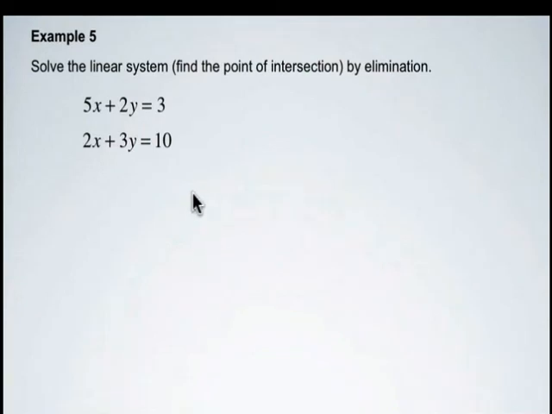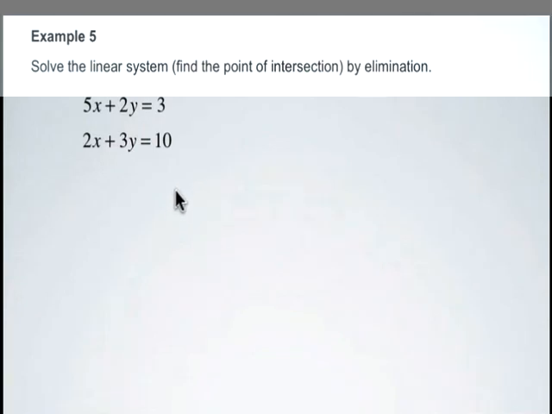So now solve this linear system by elimination. And in this case, you'll notice that you're going to have to multiply both equations by a constant in order to have the same coefficient for one of the two variables. And there's two possible ways of solving for this, but you're going to get the same answer either way.